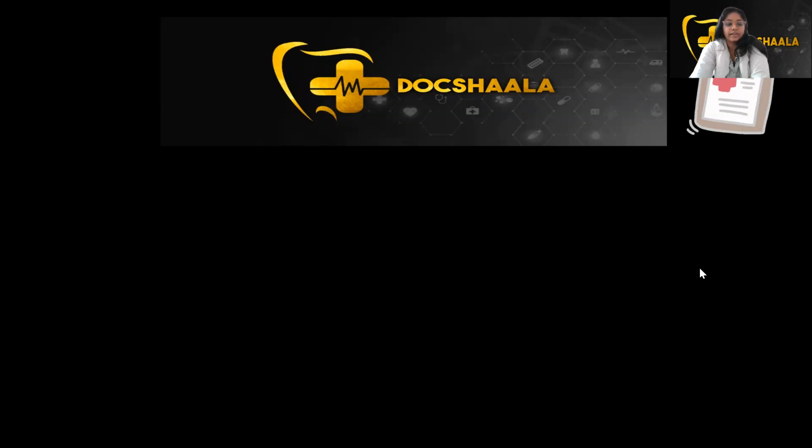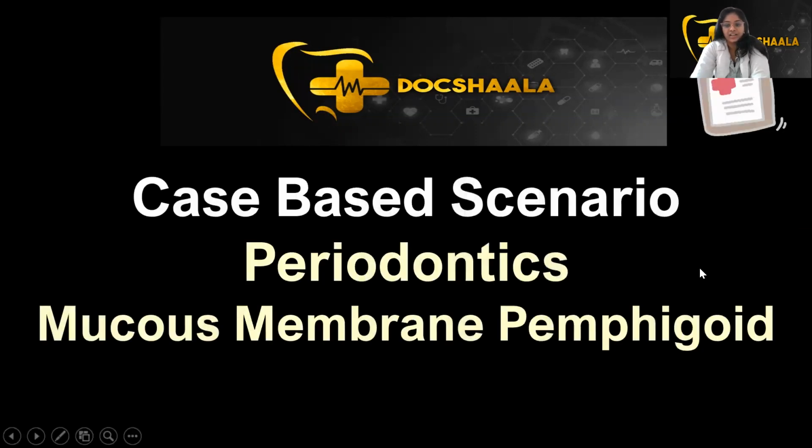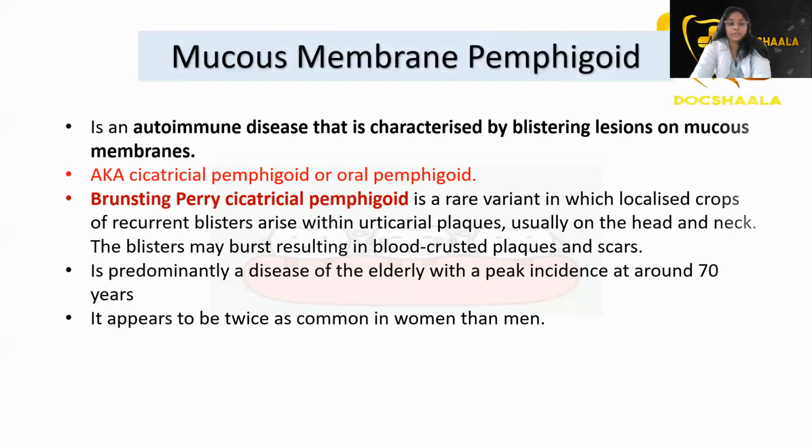So in this video of case-based scenarios, we are going to see an interesting segment that is mucous membrane pemphigoid. Okay, so let's see what it is. So what is mucous membrane pemphigoid? As you know, pemphigoid is an autoimmune disease that is characterized by blistering lesions on mucous membranes. Okay, the lesions are blistering and it is an autoimmune disease. It is also known as cicatricial pemphigoid or oral pemphigoid.